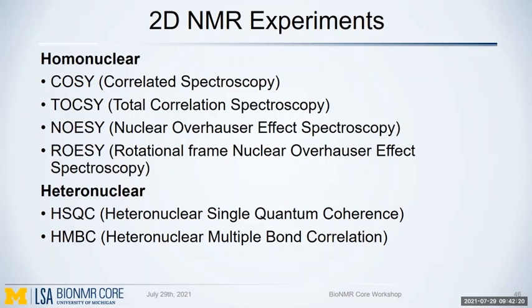Here is a list of those 2D NMR experiments that are available. There are two types of 2D NMR experiments, homonuclear and heteronuclear. In homonuclear experiments, you'll get a spectrum where both the X and Y dimensions are protons. The most commonly used are the COSY, TOCSY, NOESY, and ROESY experiments. For heteronuclear experiments, the x-axis of your spectrum will be proton, and the y-axis will be carbon-13. That is the HSQC and HMBC experiments that are most commonly run to characterize small molecules.